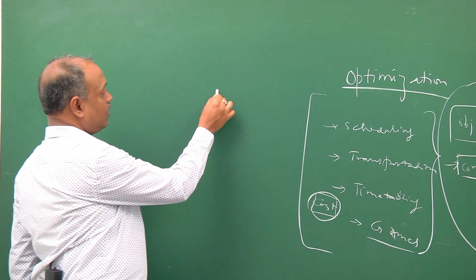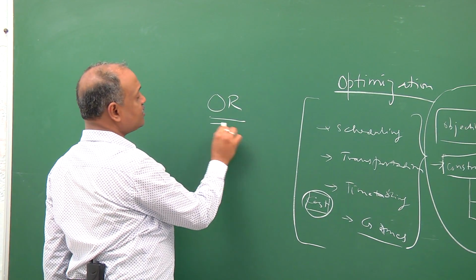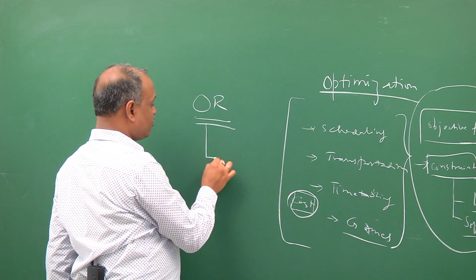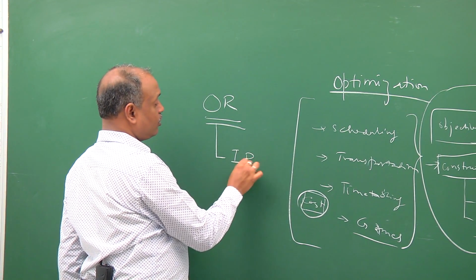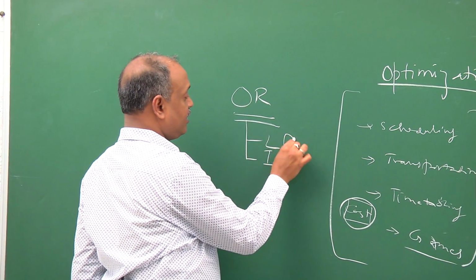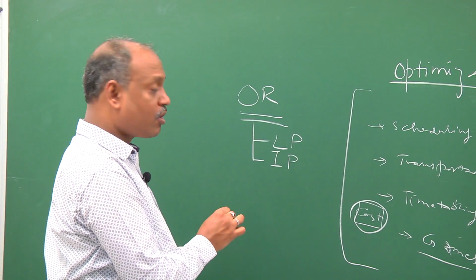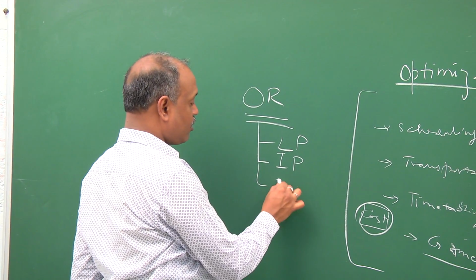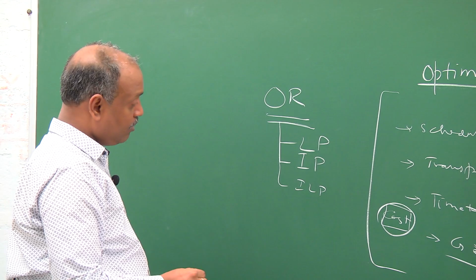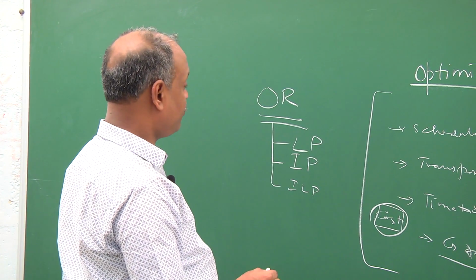Conventionally we talk about OR, or operations research, as the area which has methods related to solving these optimization problems, either by formulating something as a linear program or integer program, or a combination of integer and linear, in the form of integer linear programs.